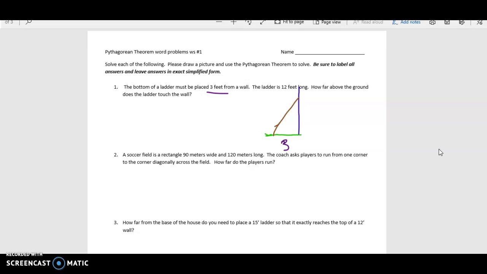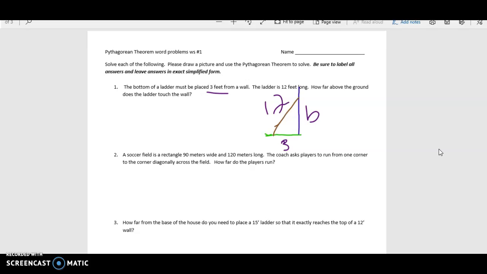We can see that the wall and the ground are forming a 90-degree angle right there, so we know that we're talking about a right triangle. It says the ladder is 12 feet long. How far above the ground does the ladder touch the wall? They want to know this leg right here, and we're going to label it B. So you're going to set this up: a squared plus b squared equals c squared.